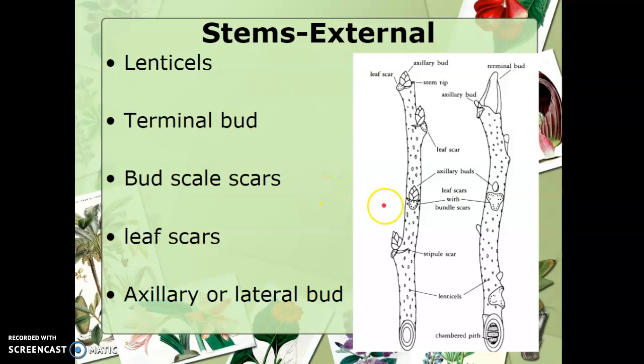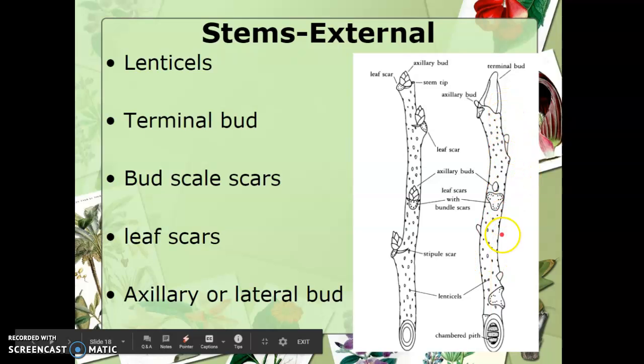Bud scale scars. So bud scale scars are pretty cool. They're not shown really well on this diagram, but a bud scale scar is the terminal bud scale. And I've got another diagram I'll post on the website that is basically where the terminal bud was the year before. So you can actually see how far it grew in one year's time.